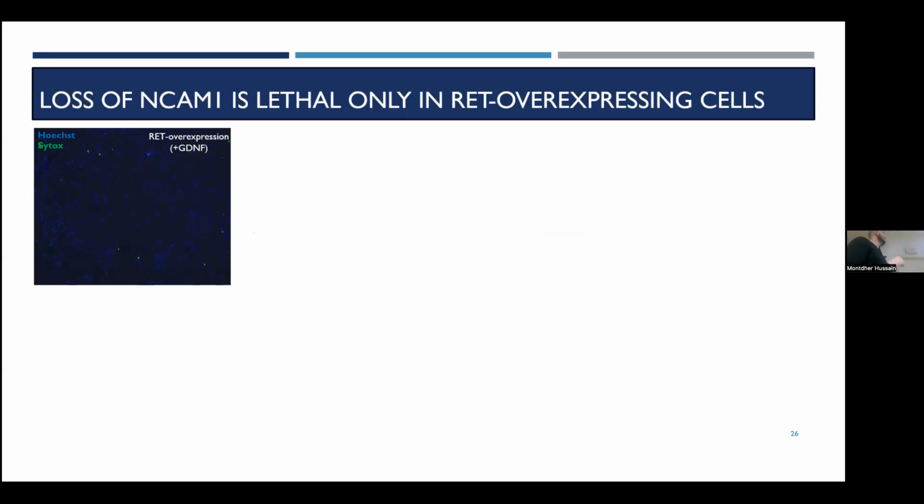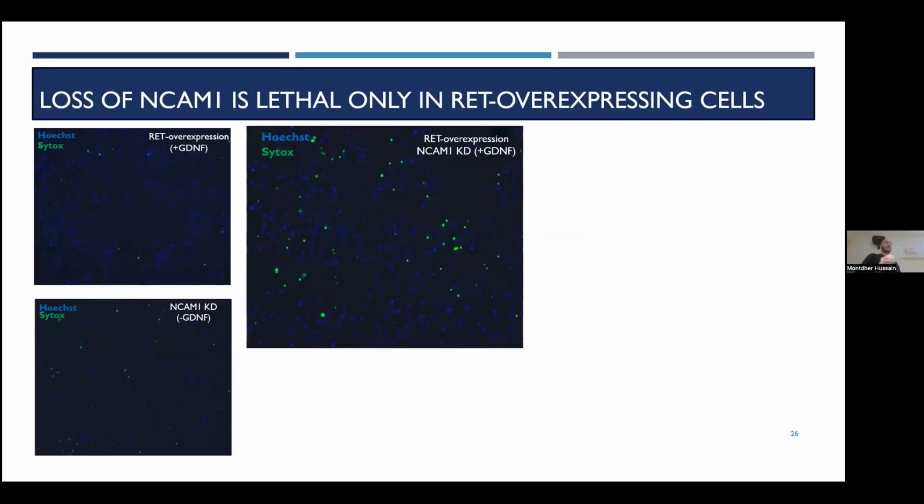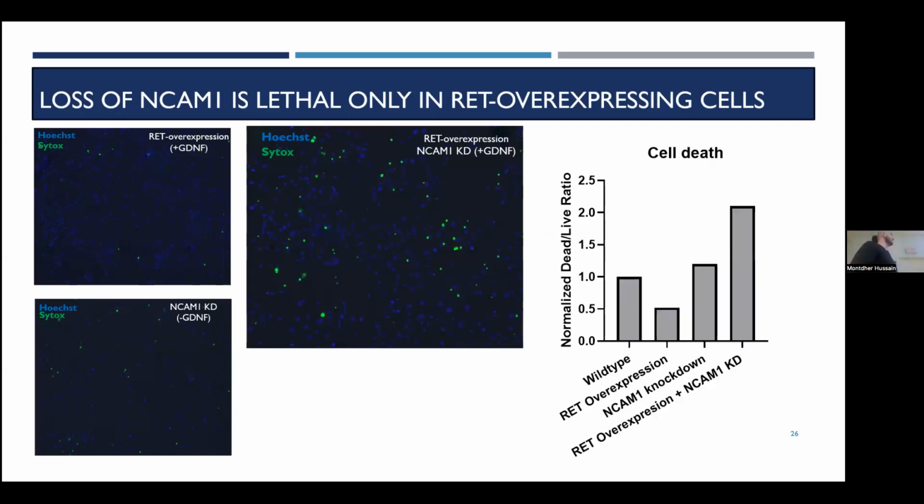We can see that when we overexpress RET on its own in these wild-type cells, there's very minimal cell death. We can see the same when we just knock down NCAM1. However, when we combine RET overexpression with NCAM1 knockdown, we see a drastic increase in the amount of cell death. When we quantify this, there's almost a twofold increase relative to wild-type cells when we overexpress RET and knock down NCAM1.